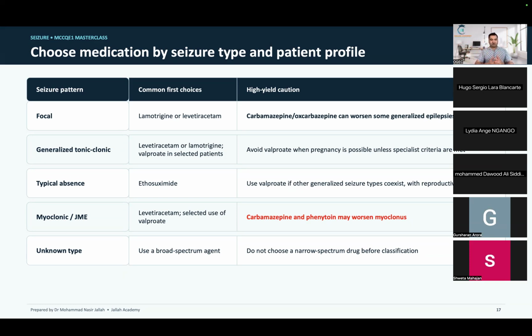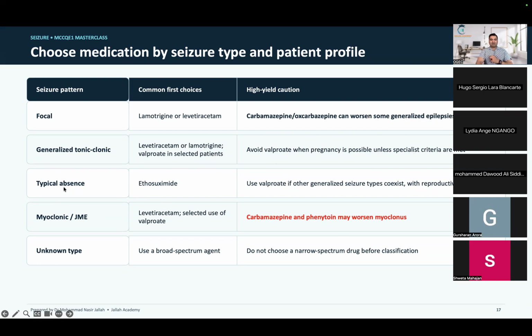Again, let's move on to the focal. If the patient has focal seizure, go with lamotrigine or levetiracetam. Carbamazepine or oxcarbazepine can worsen some generalized epilepsy for the obvious reasons that I mentioned. For generalized tonic-clonic, levetiracetam or lamotrigine, valproate in selected patients. Avoid valproate when pregnancy is possible unless specialist criteria are met.